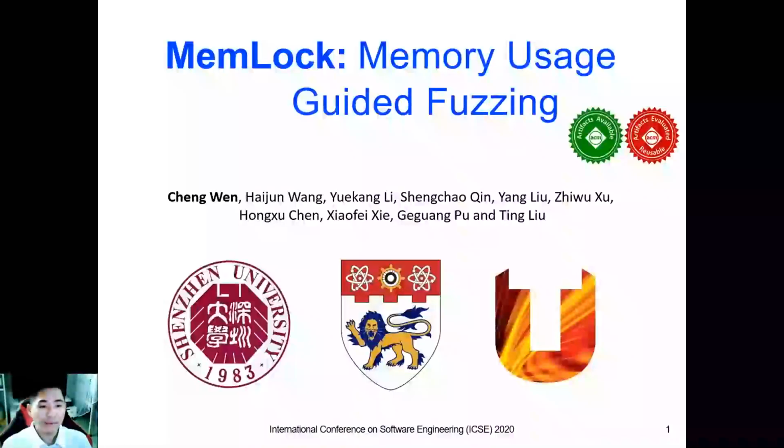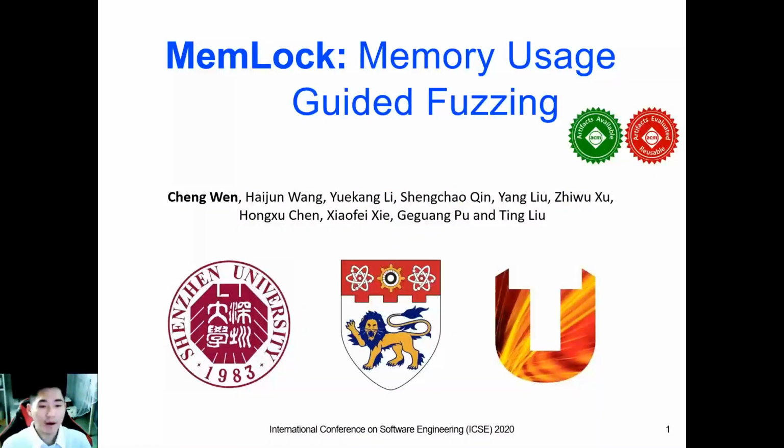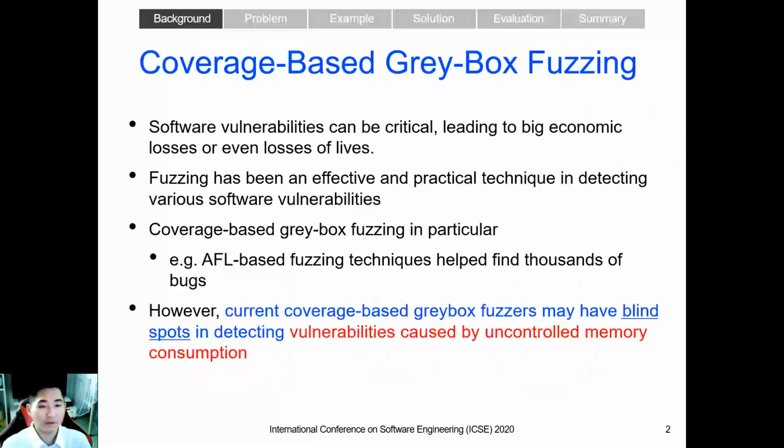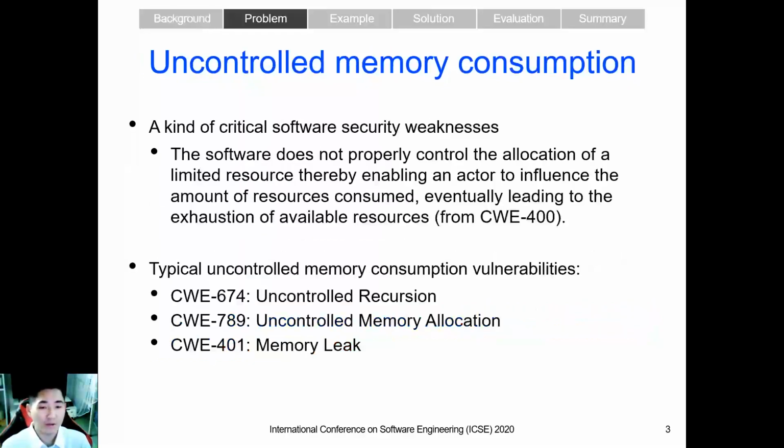Hello everyone. Today I will be talking about MemLock, a memory usage guided fuzzing technique that specializes in finding software vulnerabilities caused by uncontrolled memory consumption. Coverage-based gray box fuzzing is an effective and practical technique in detecting software vulnerabilities, such as AFL-based fuzzing techniques have been used to find thousands of bugs. However, current coverage-based fuzzing may have blind spots in detecting vulnerabilities caused by uncontrolled memory consumption.